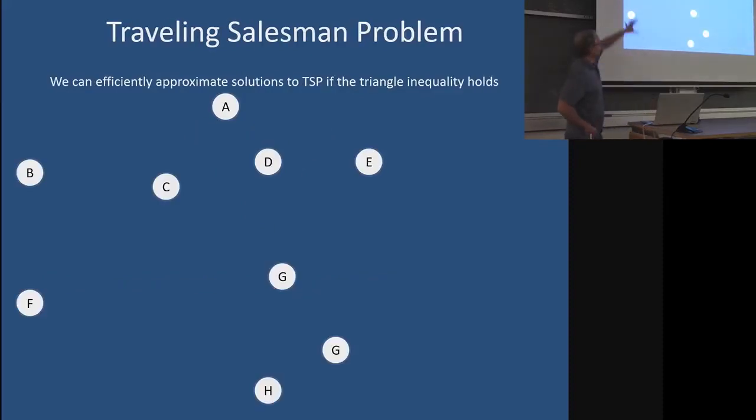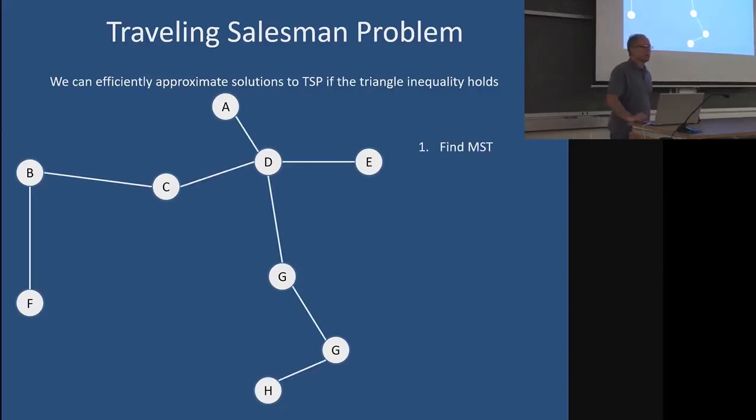So just imagine that we have this, and imagine this is a map, and so these are the vertices, and there's an edge between every pair of vertices that corresponds to distance on the map, physical distance. So let me show you an approximation algorithm. The idea is that we compute a minimum spanning tree first. So that can be done quickly.